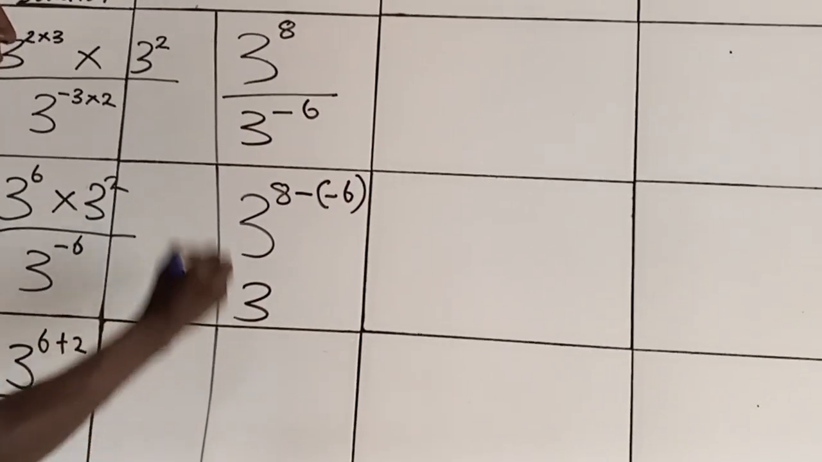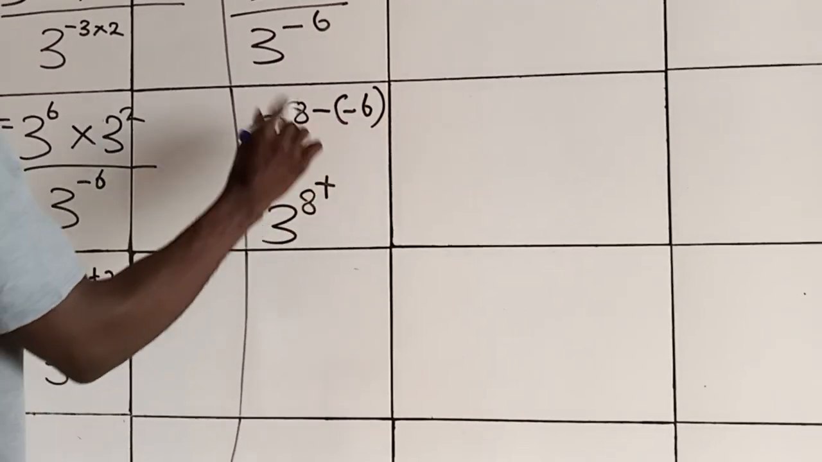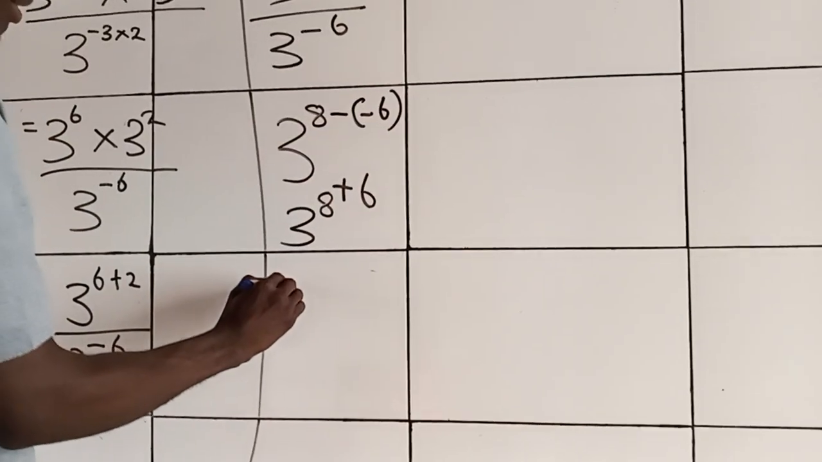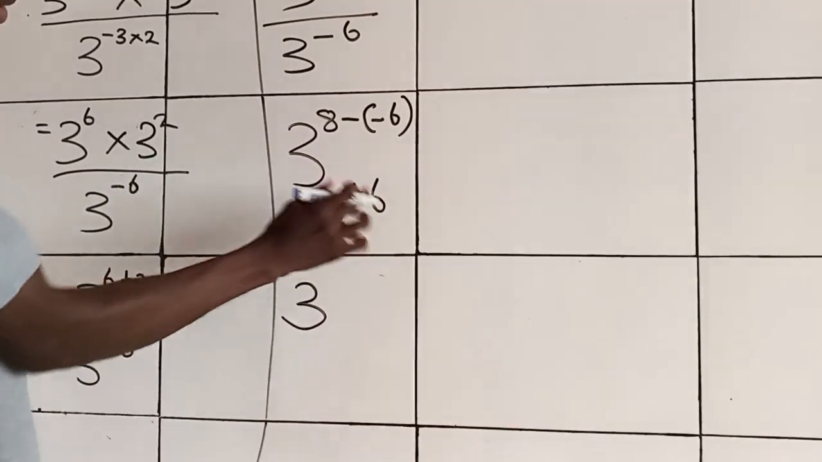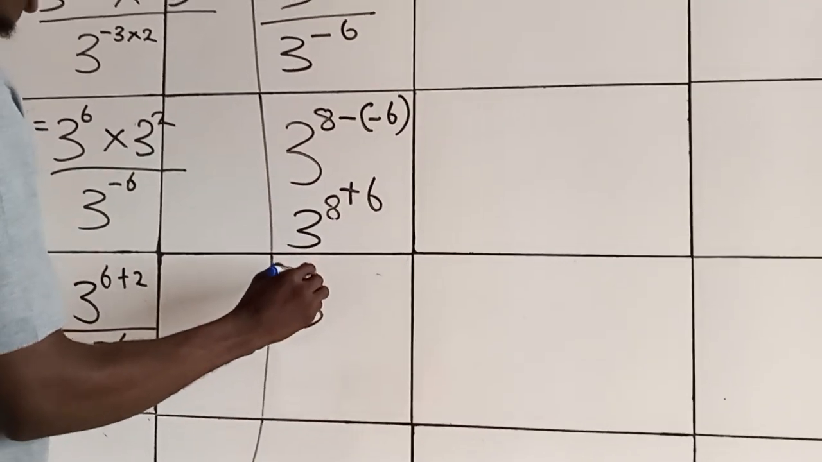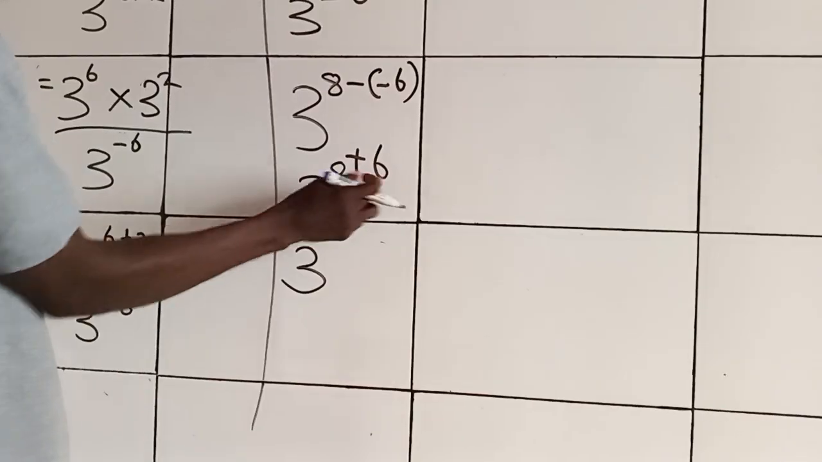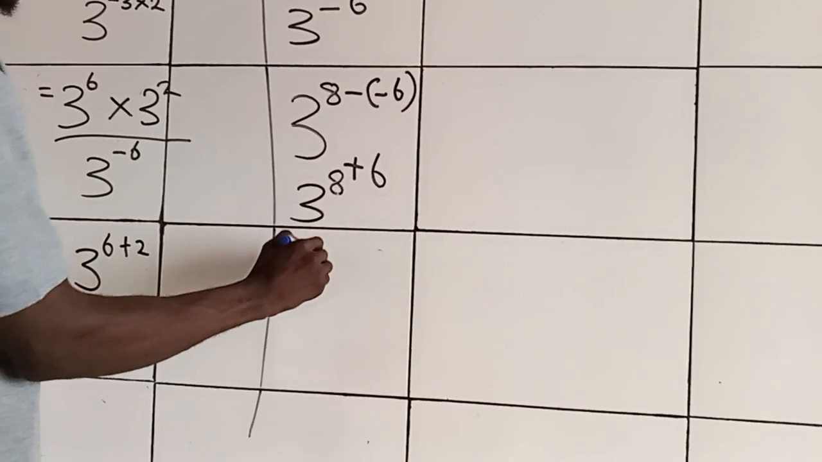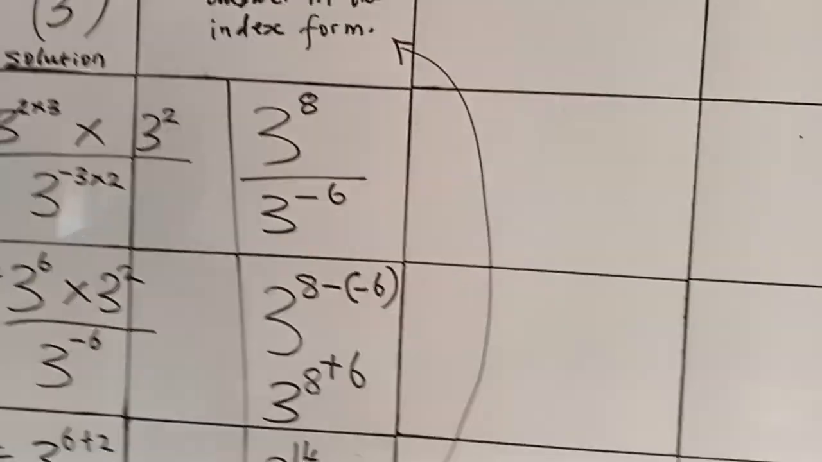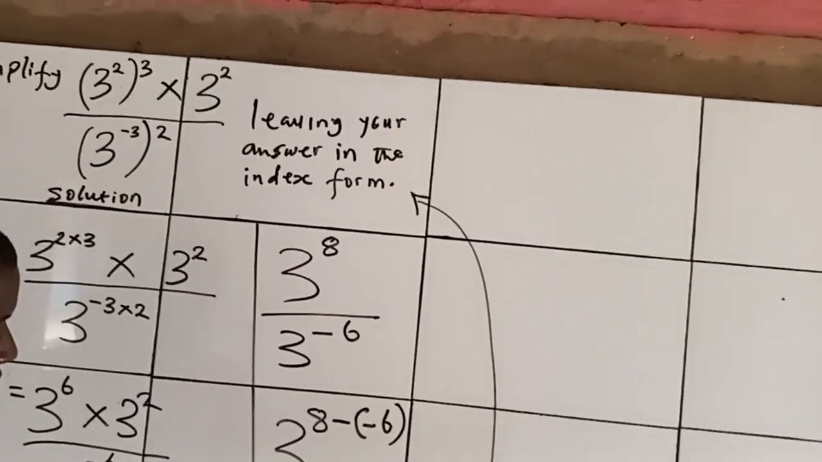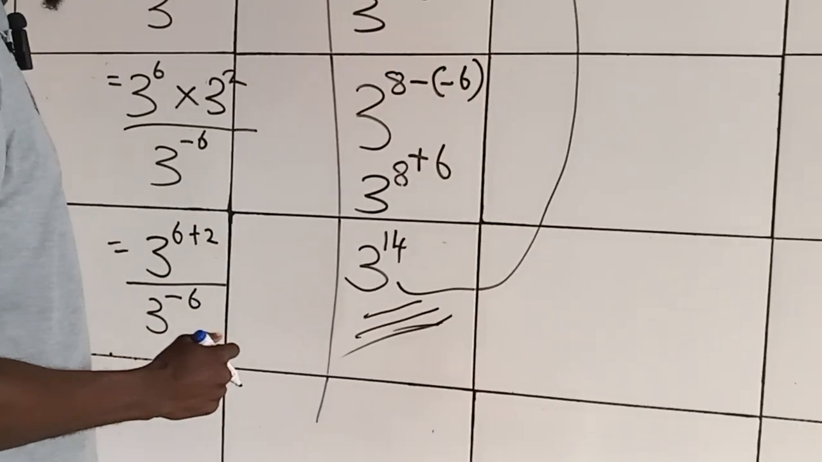So this is going to be 3 raised to 8. Minus times minus will give you plus, then 6. We are having 3 raised to 8 plus 6, which is 14. And we need to obey instructions. We should leave our answer in index form. So this is the answer. And in our next video, we'll be doing more examples of this. Thank you.